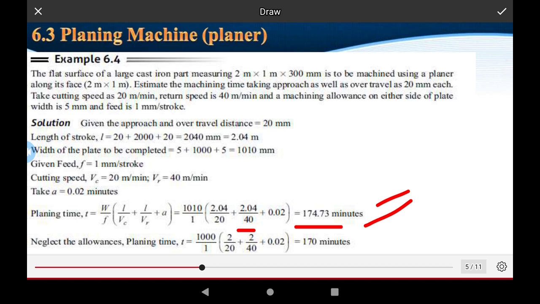Neglecting the allowances, put the value of w as 1000 and L as 2. Directly putting the values gives 2 upon 20 plus 2 upon 40 plus 0.02, which is 170 minutes. That is the planing time when the allowances are neglected: 170 minutes.